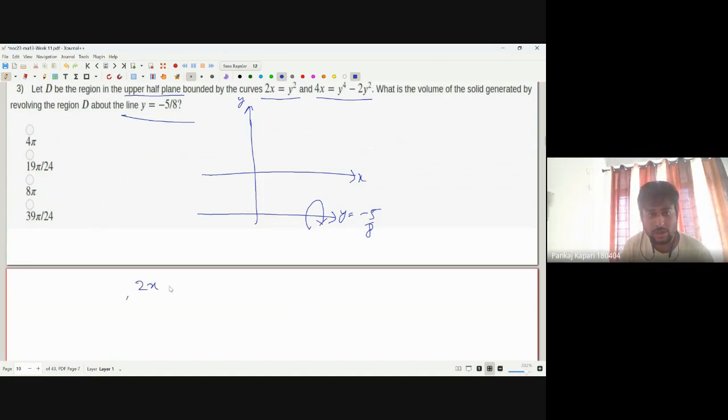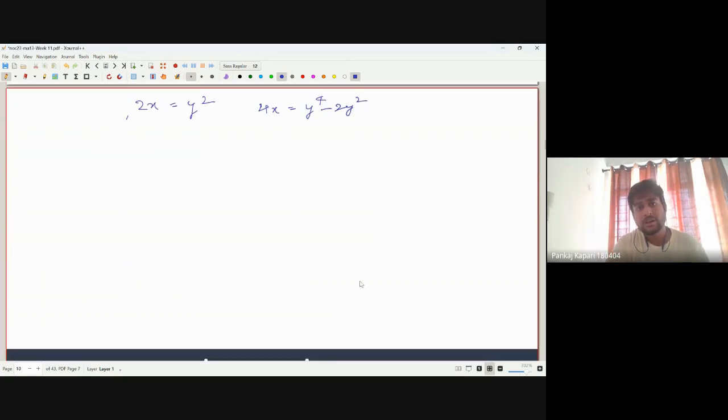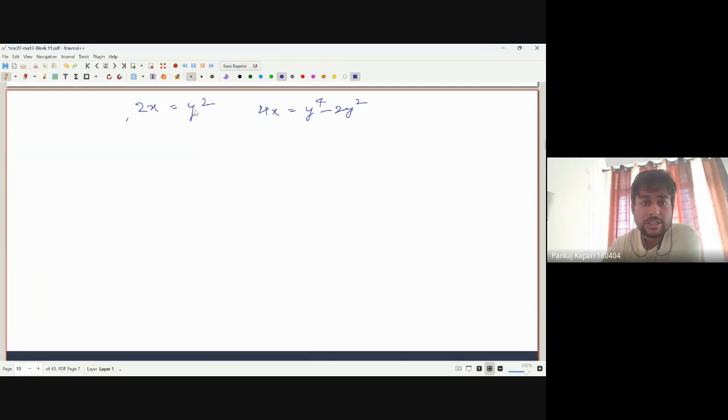So we have two equations. 2x is equal to y squared, and 4x is equal to y to the power 4 minus 2y squared. From the first equation, y squared is 2x. Then this equation implies that (2x) whole squared minus twice of 2x is equal to 4x. This is our equation, because instead of y squared we put 2x in the second equation. If you solve this, then you have 4x squared minus 4x is equal to 4x.